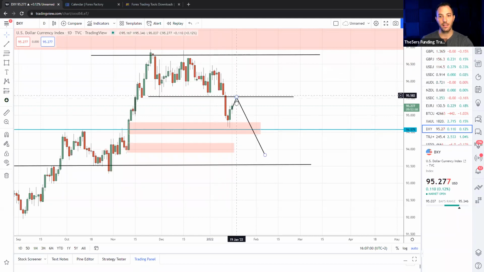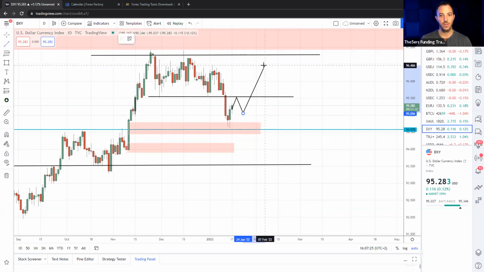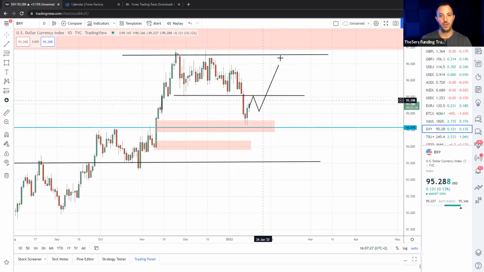So we have a high, and this would create a lower high, and the first sign of a reversal pattern, which would be a lower high. Correct? We have a lower low, but we haven't created yet a lower high. So that's what I'm expecting. Or will we move, I don't know, something like that, just in order to go all the way up, or continue higher?